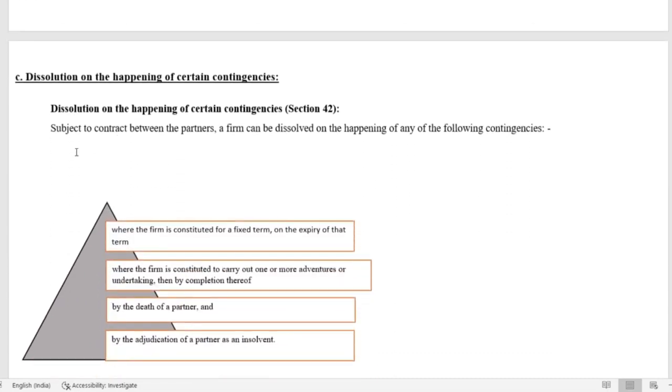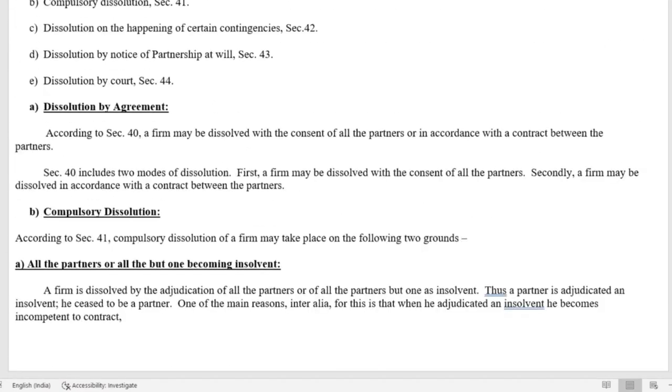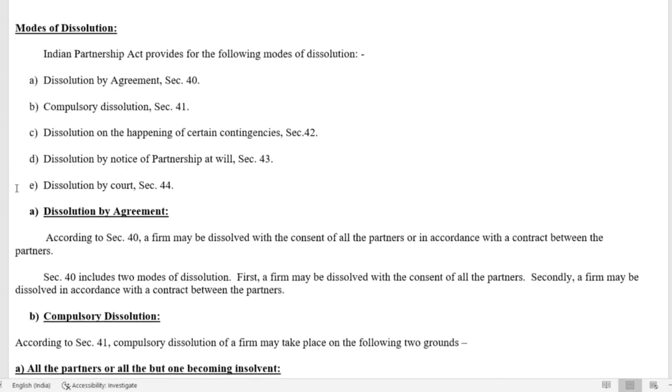Let us go for the next section, that is the dissolution of the firm without the order of the court. So far we have seen dissolution by agreement and compulsory dissolution. Let us discuss dissolution on the happening of certain contingencies. Which are all those contingencies under which the winding up or dissolution of the partnership can be done?